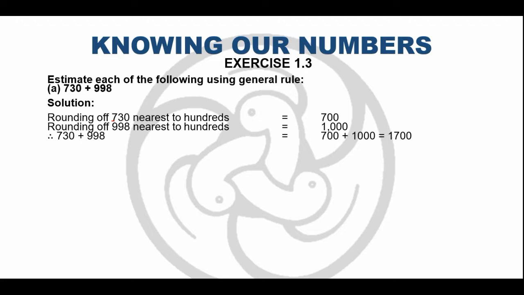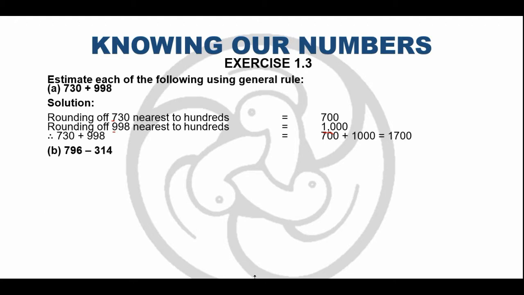Next, rounding off 998 to the nearest 100. What is in the 100 position? 9. So you have to see the right side number. The right side number is greater than 5. That means you have to add 1 to the 100 position. So 9 plus 1 is 10, so 1000. So 730 plus 998 is equal to 700 plus 1000. So it will become 1700.